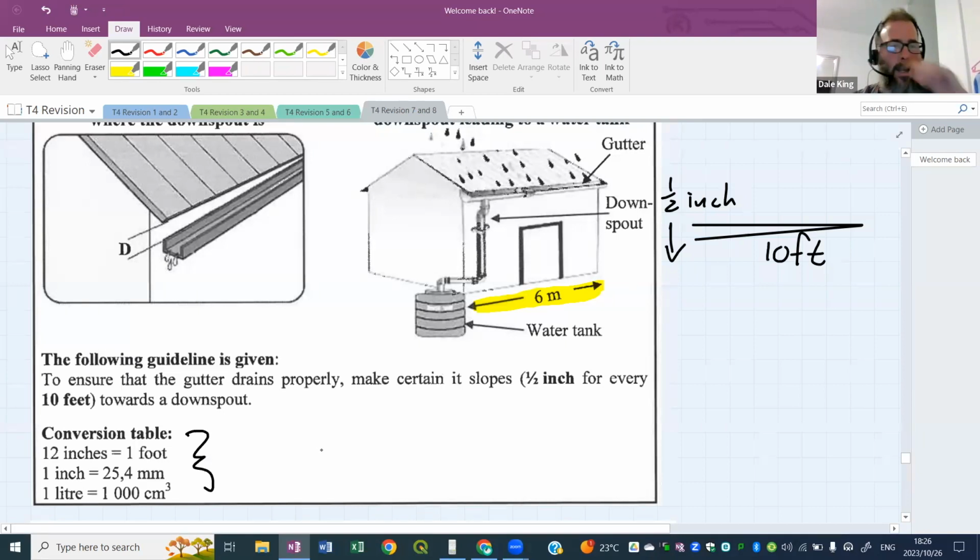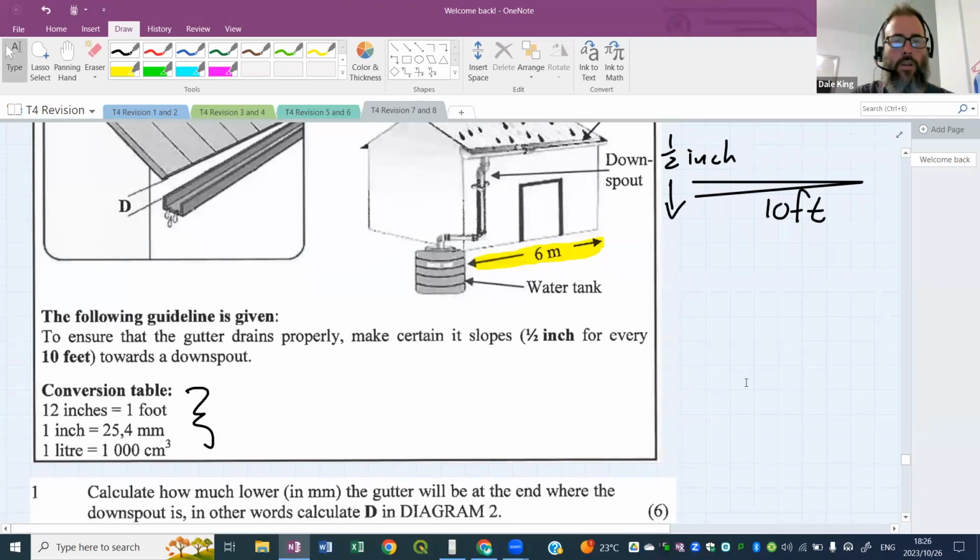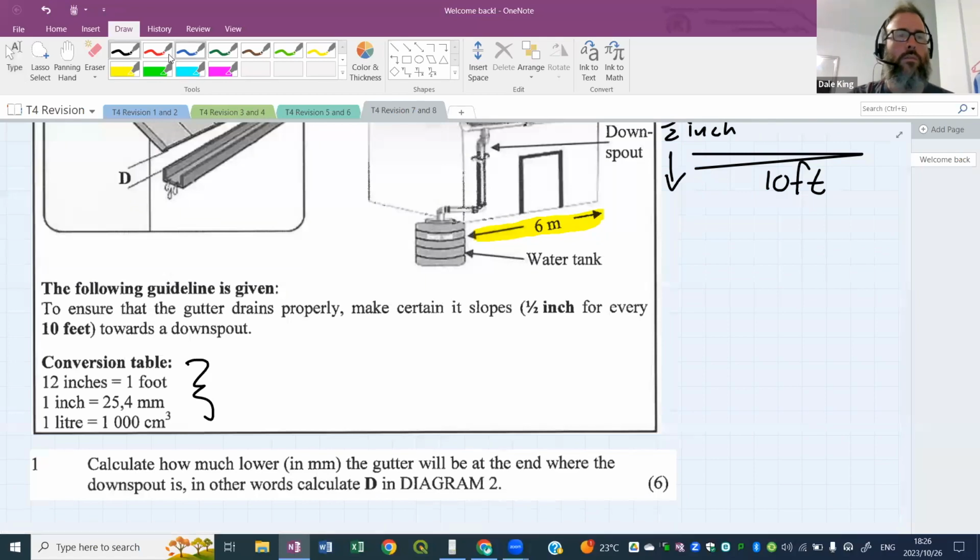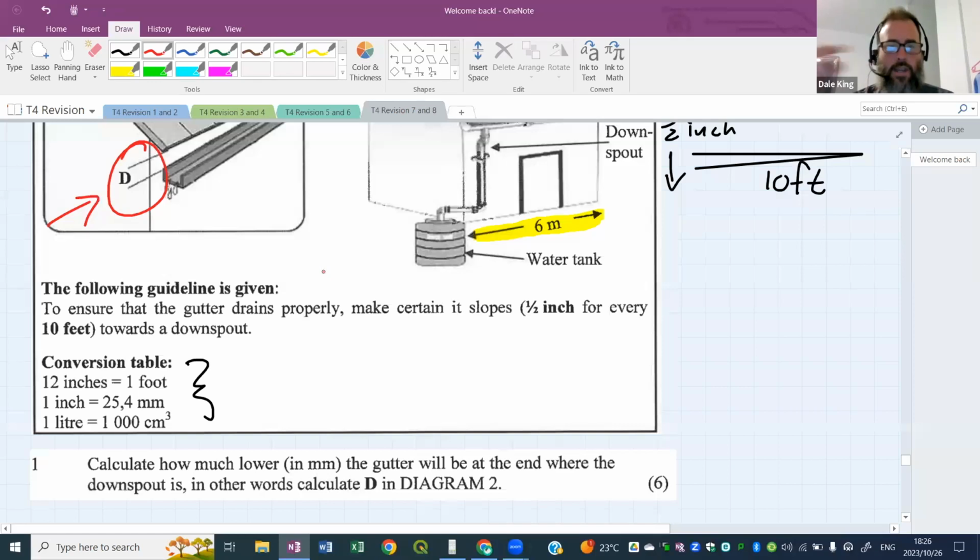Let's see what the first question is. I hope you guys understand the scenario. Here's the first question. Uh-oh, 6 marks. Should we freak out? No. We're going to look at this one step by step. Number 1, calculate how much lower in millimeters the gutter will be at the end in this scenario where the downspout is. In other words, calculate D, which is this little space here, at the end of the gutter for this house. So how much lower will the gutter be at the end for this situation?